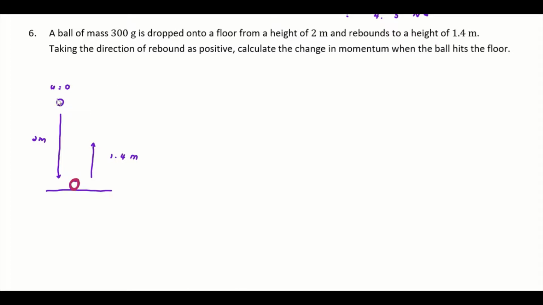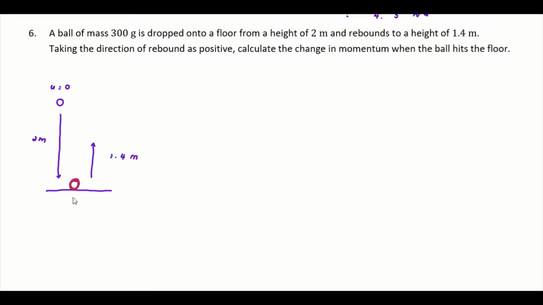Because when the ball is here, it's actually dropped from rest. Then when it reaches its maximum height, which means after rebound to a height of 1.4, the final velocity is actually 0 as well. So the initial momentum is 0, and the final momentum is 0. When you subtract, you are just going to get 0.